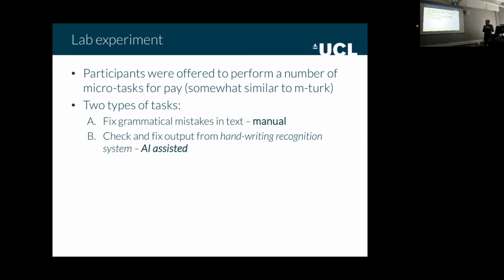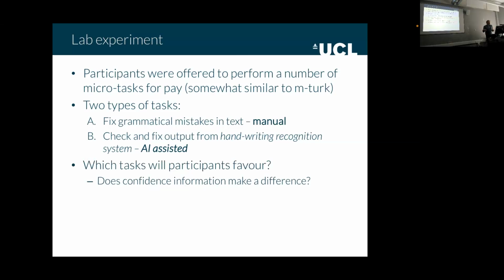We had two tasks in the study. One was to fix grammatical mistakes in a text, so basically proofchecking. And another one was to check and fix possibly the output from a handwriting recognition system. Critically, the first task is a completely manual task, while the second task is one that is around an AI system. So the main dependent variable in our study is the proportion of tasks of AI type versus manual type.